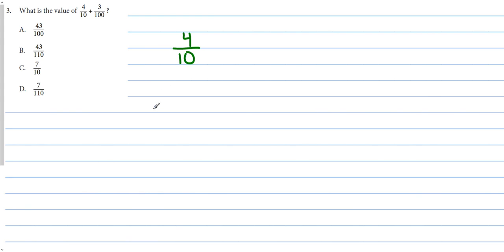just like we did in number 1, I can multiply the top and bottom by any number. And in this case, if I want to make the 10 into 100, I'm going to multiply it by 10. 10 times 10 is 100. So I multiply by 10 top and bottom. And we get 40 over 100. So we get 4 over 10 is equal to 40 over 100.